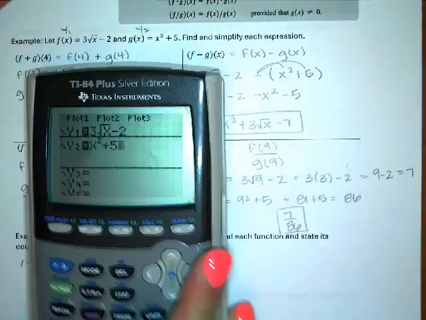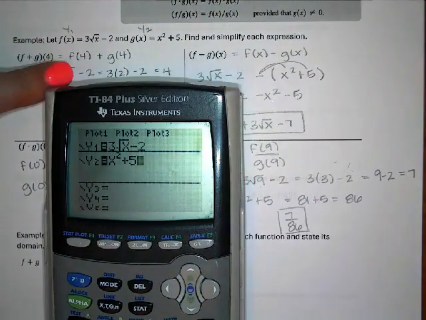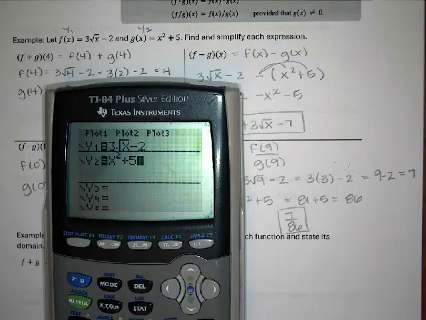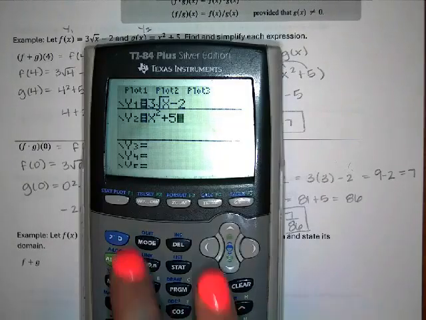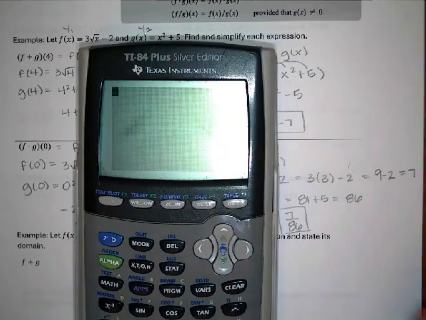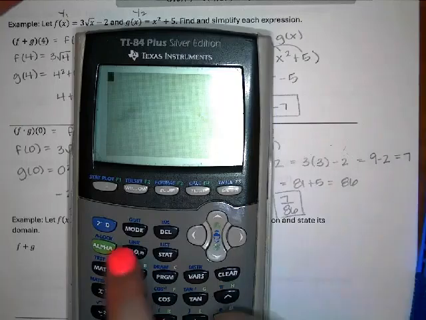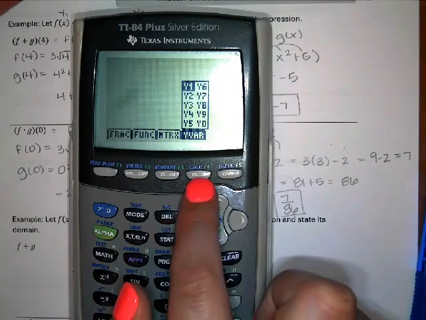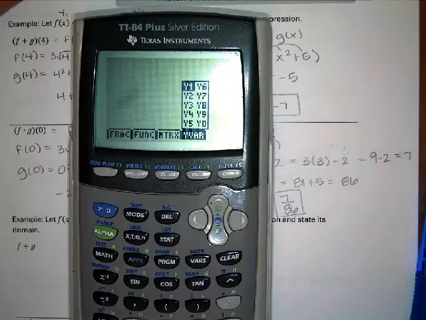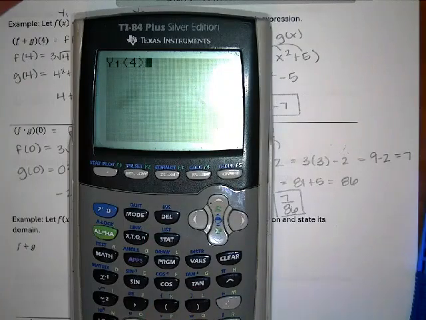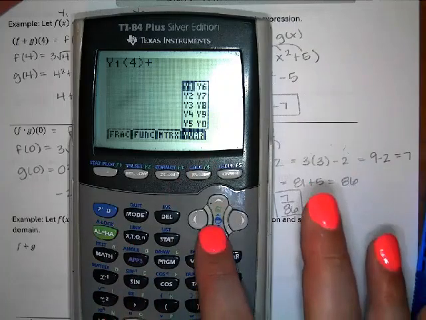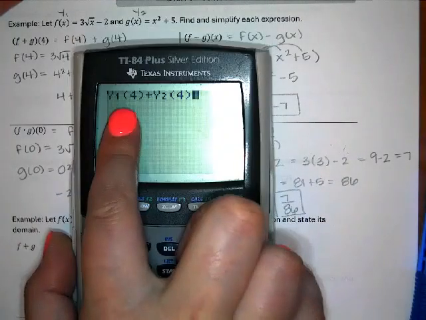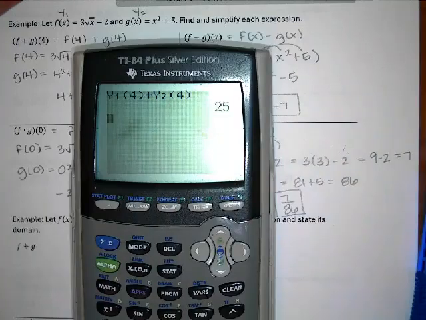Okay, now here we were doing f of 4 plus g of 4, which would be y1 with 4 plugged in and y2 with 4 plugged in. So what we can do is we can actually let the calculator do these calculations for us. We can do alpha calc. So I did the green button, and then calc over here, alpha calc. I have y1 of 4, plugging 4 in, and then alpha calc, y2, plugging 4 in. So this is my calculator's way of doing f of 4 plus g of 4. The answer is 25, which is what I got.